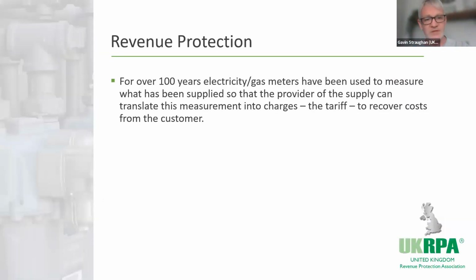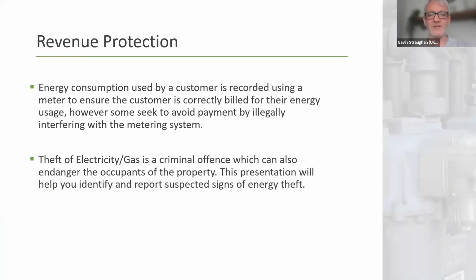So for the last 100 years, we've had meters in our property. These are to ensure that what we use, we pay for. And the minute you put something to measure into people's homes, as soon as you try and take money, people will always try and find a way of getting out of paying, should I say, and bypassing them. It is a criminal offence.